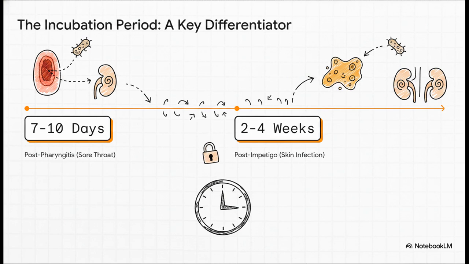Okay, this is a hugely important point. A key diagnostic feature of childhood PSGN is this latent period. The kidney problems don't happen during the infection. After a sore throat, you have to wait about 7 to 10 days before the kidney issues show up. If it's from a skin infection, that delay is even longer, more like 2 to 4 weeks. This time gap is absolutely critical for making the diagnosis.